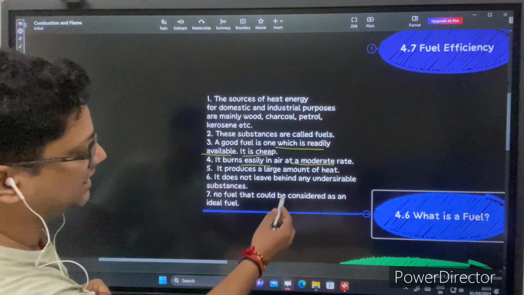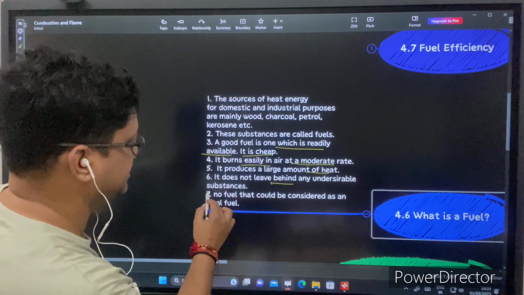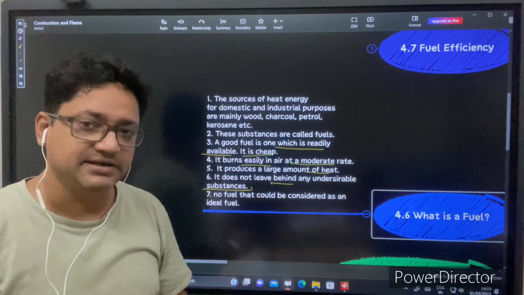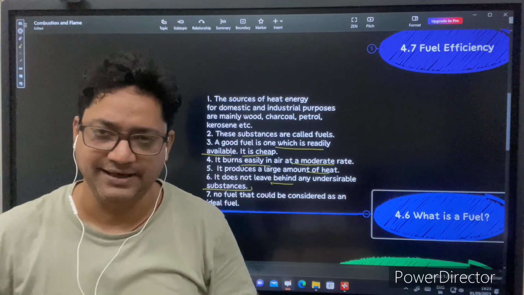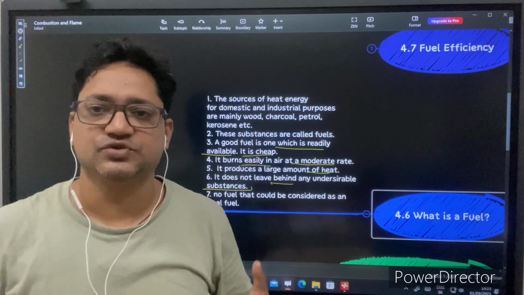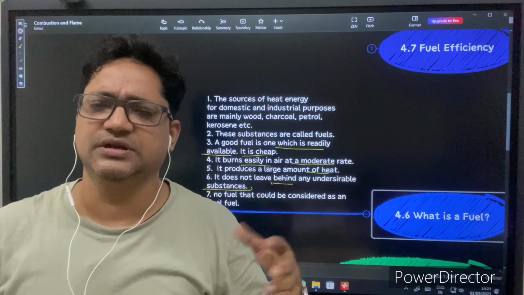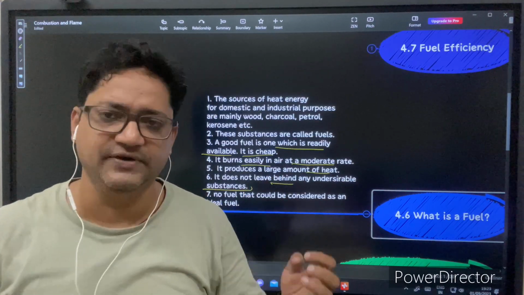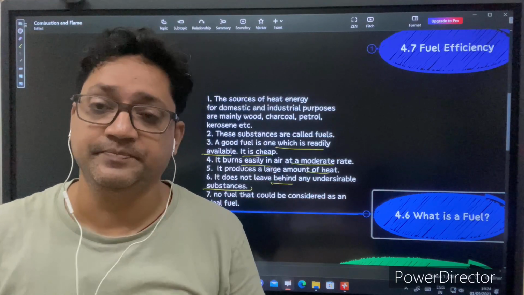It produces a large amount of heat. It does not leave behind any undesirable substances. But apart from all these discussions, we can come to the conclusion that none of the fuels can be considered an ideal fuel. Each fuel will keep on missing one of the properties, even though it has a very ideal slow rate, but it is not cheap.